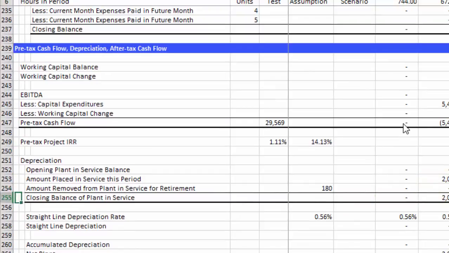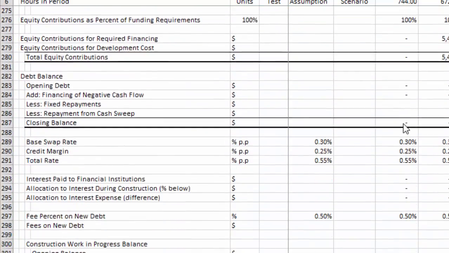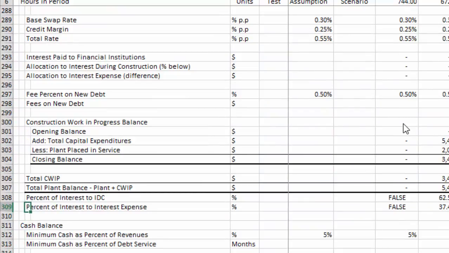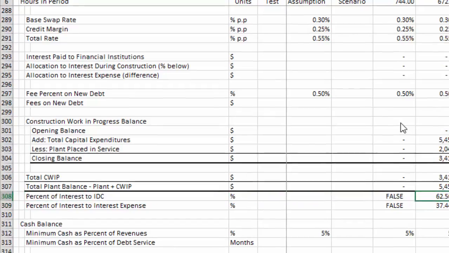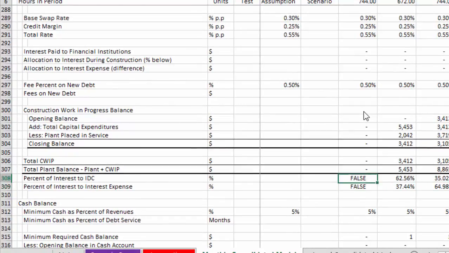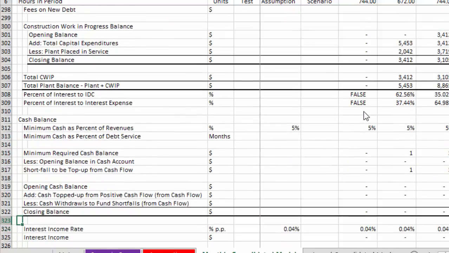So this plant balance is just the amount you place in service. The capex isn't added here. So on the balance sheet, you're going to have some construction work in progress and some plant balance. Okay, and then we can allocate some of the interest based on the plant balance to interest during construction.